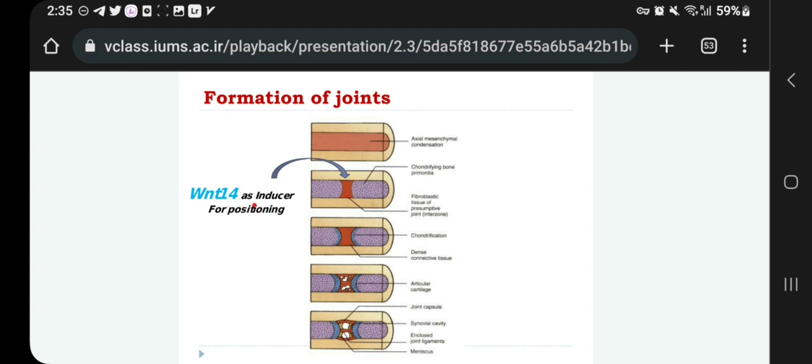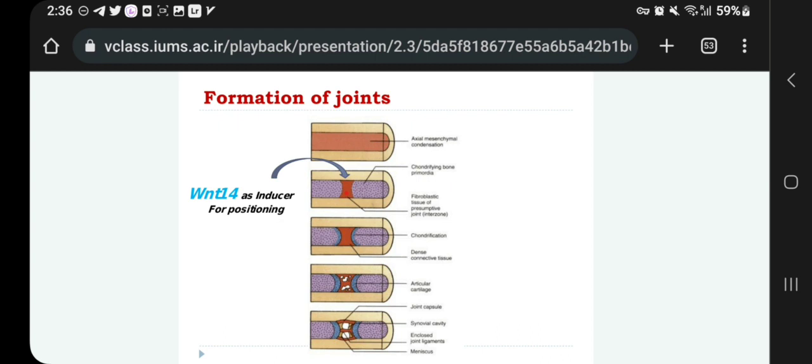The positioning is induced by a gene. For example, here between the two cartilages we want to make a joint. So in the interzone, the joint interzone is induced by a gene. That's WNT14, a gene that induces the positioning of the joint.